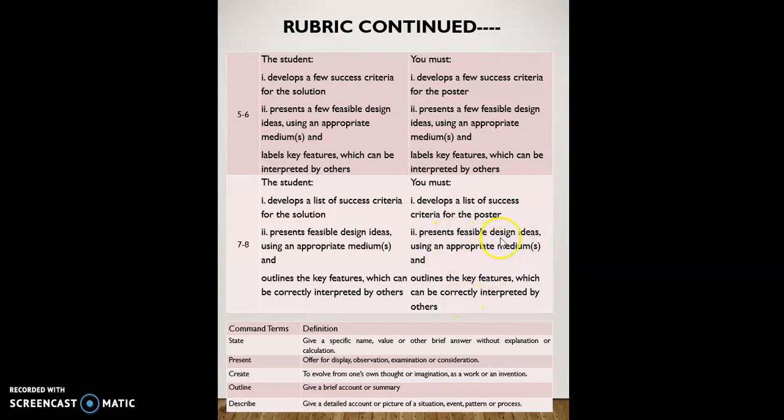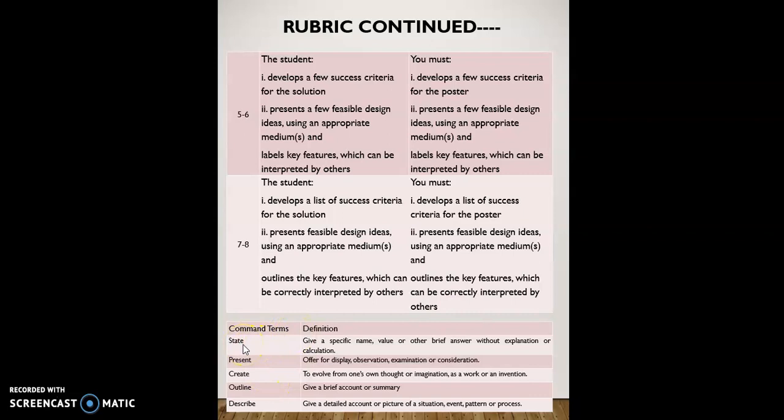So if you present feasible design ideas for your poster, as it was said that you have to present 2 or 3 design ideas, then you might get 7 or 8. Also, if you outline the key features of those design ideas which you have drawn, then you might get 7 or 8. Also, you need to read about command terms.